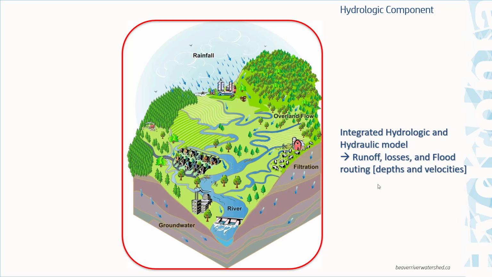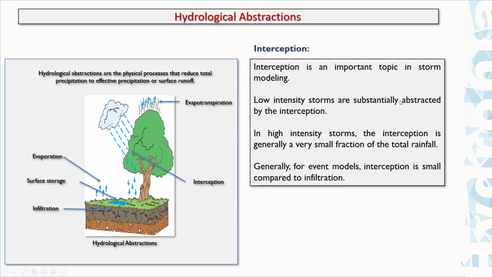And then, as a summary, the hydrologic component is an integrated hydrologic and hydraulic model that considers runoff, losses, flood routing, everything, but as a whole model, as a unique model. To understand then, to define this surface runoff component, that's our goal, first we have to analyze this hydrological abstraction.